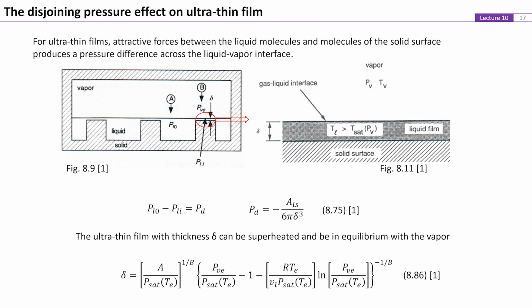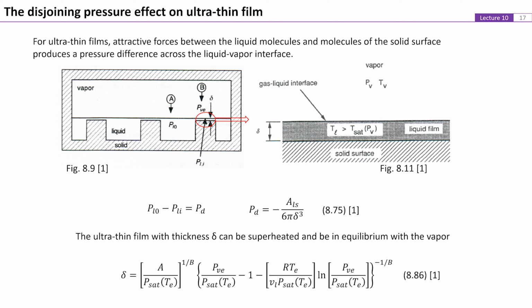In previous lectures, we have introduced the concept of disjoining pressure. This is resulted from the attractive forces between the liquid molecules and the molecules of the solid surface. This disjoining pressure difference can significantly affect the heat transfer for ultra-thin film vaporization, like the case shown on Figure 9 here.